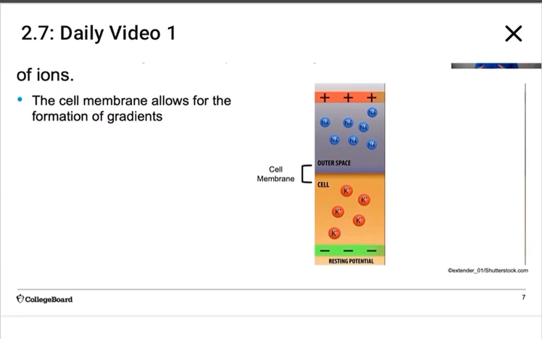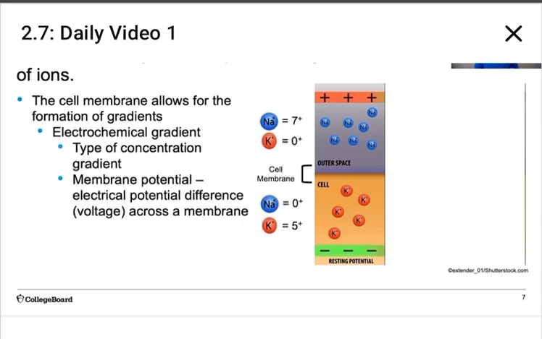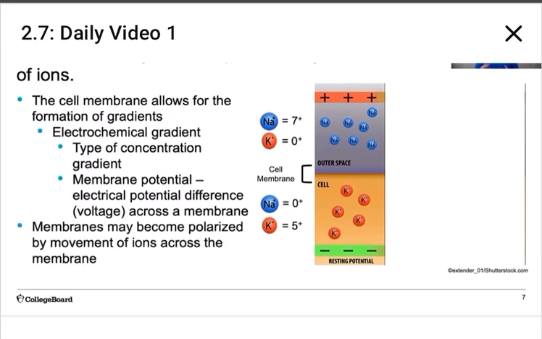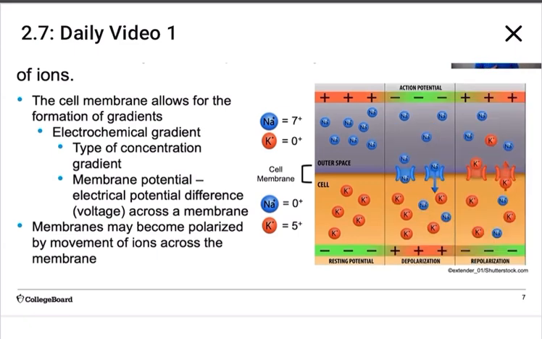Membranes may become polarized by the movement of ions, which helps in the formation of gradients. One type of gradient is an electrochemical gradient, which relies on membrane potential, an electrical potential difference across a membrane. Membranes may become polarized by the movement of ions across the membrane. As shown in the illustration, the sodium channels open up and sodium diffuses across, and potassium flows the other way due to the membrane potential and concentration gradient established across the membrane.